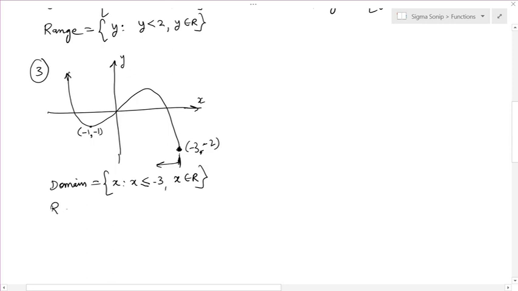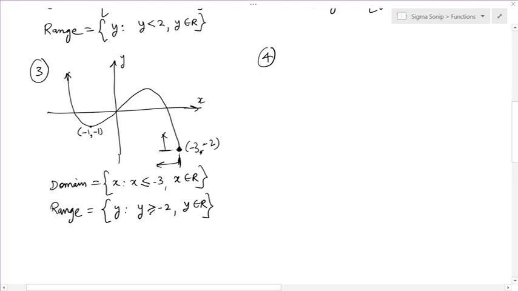And range: y such that all the values of y. We can see that y can have all the values above -2. That's the lowest value that y can have. And again, this point is on the graph, so -2 will be included in the range. That is my range for this example number 3.